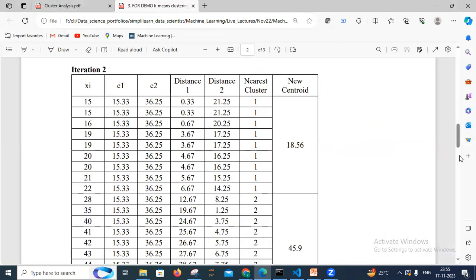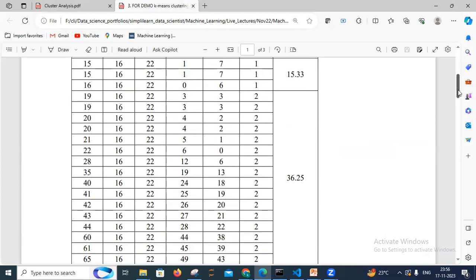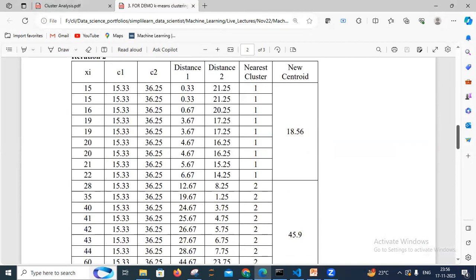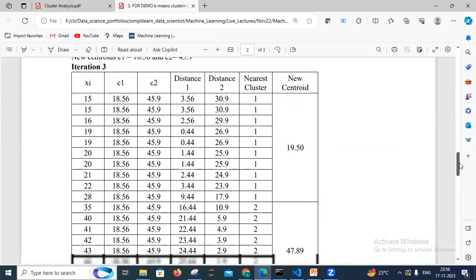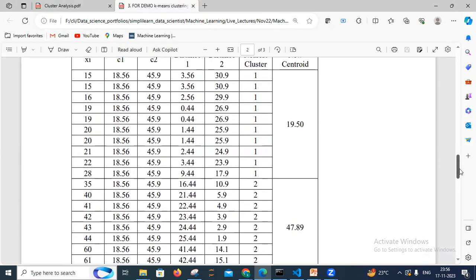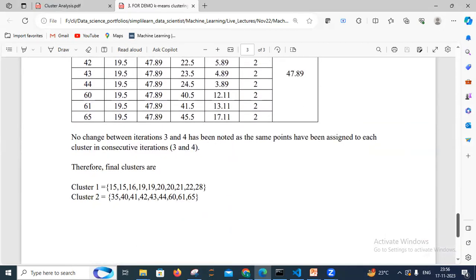So this is the first iteration, the first optimization of the data. In iteration 1, the centroid is 15.33. In the second iteration, you can see the centroids change: 18.56 and 45.9. Then in the third iteration we get different centroids, and we have to go up to 4 iterations.